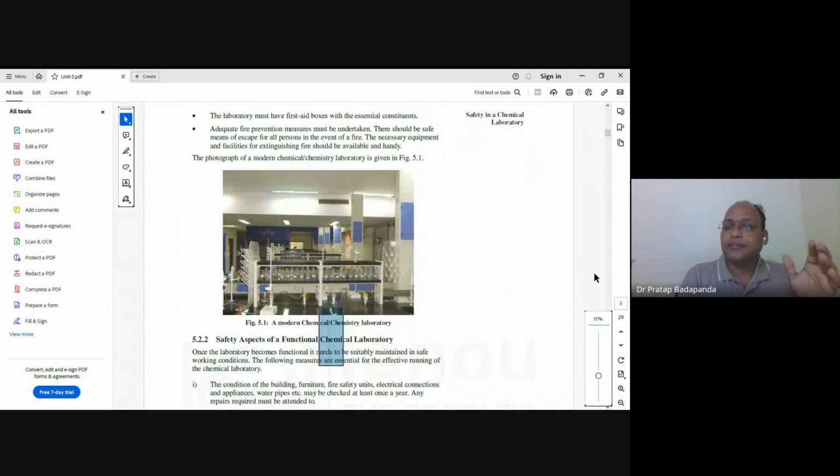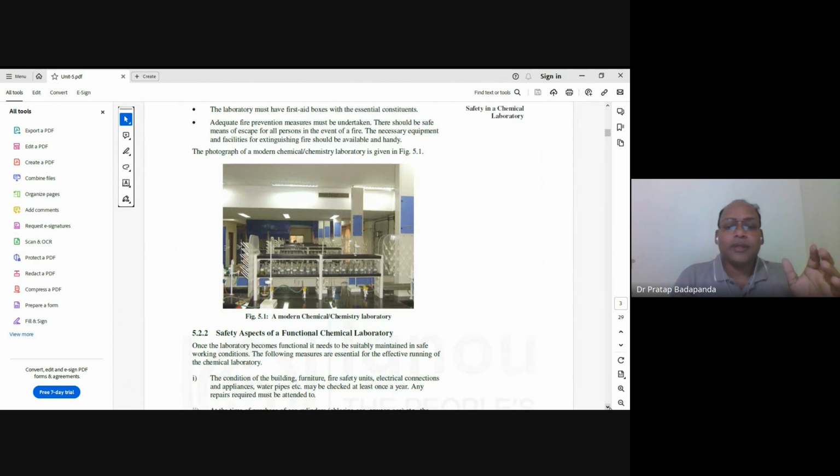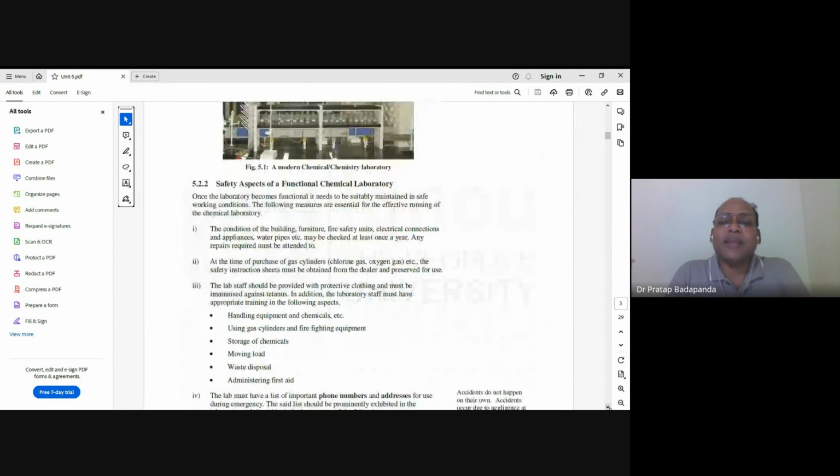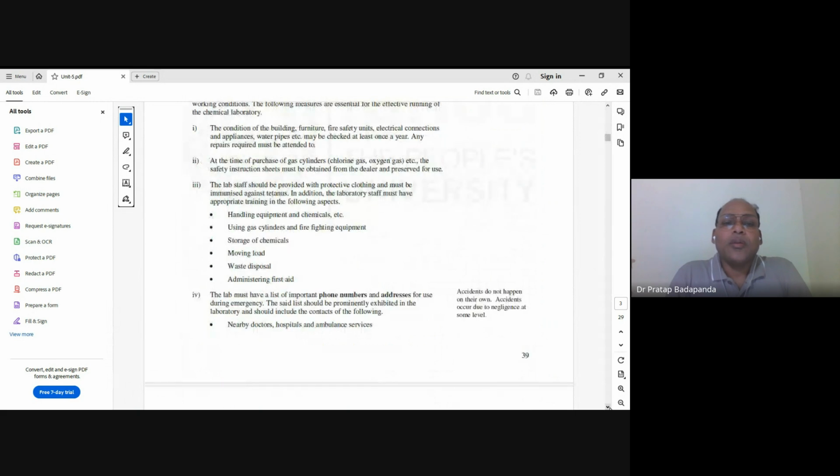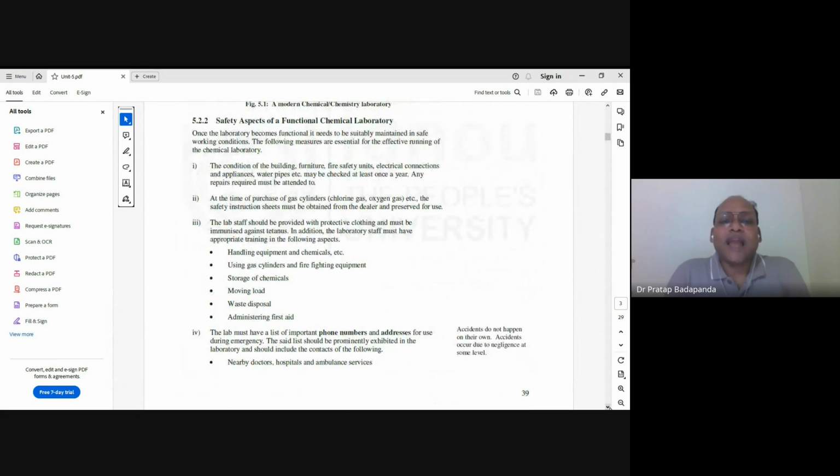Okay, next, safety aspects of a functional chemical laboratory. What is the safety aspect? Once the laboratory becomes functional, it needs to be suitably maintained in safe working conditions. The following measures are essential for the effective running of the chemical laboratory. The condition of the building, furniture, fire safety units, electrical connections and appliances, water pipes, etc. may be checked at least once a year. Any repair requirement must be attended to.